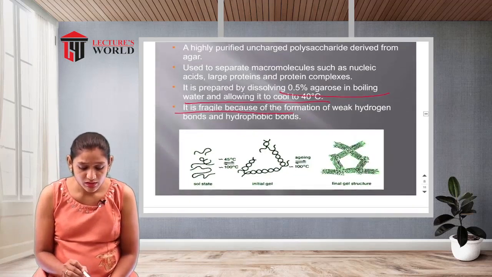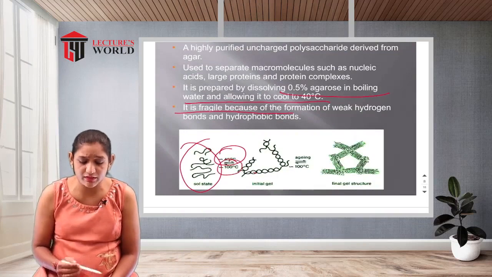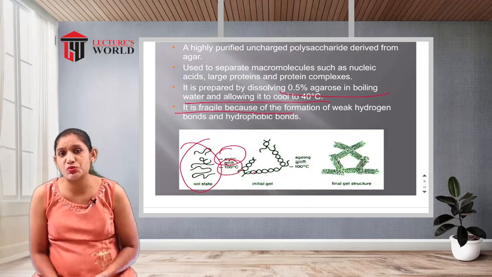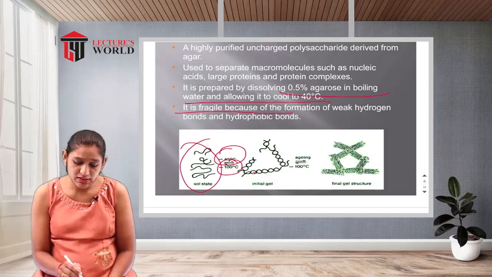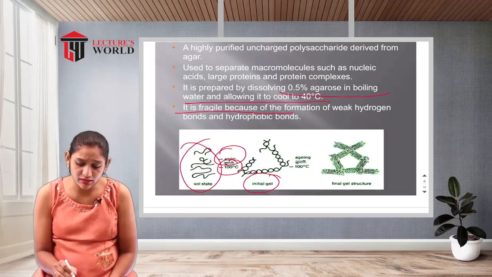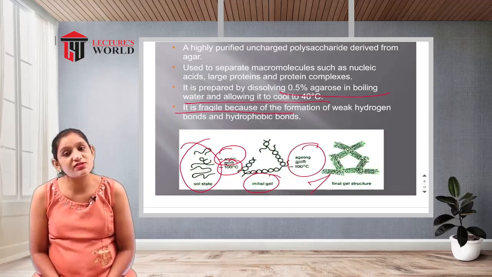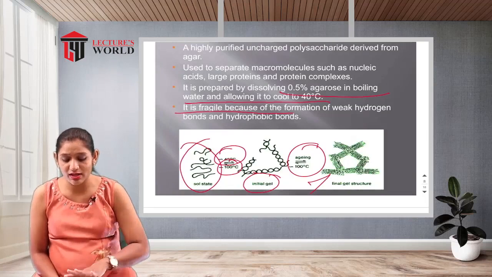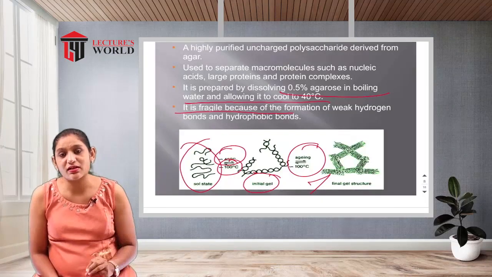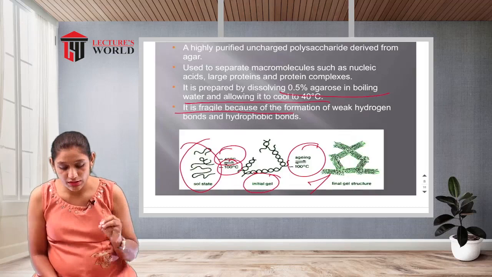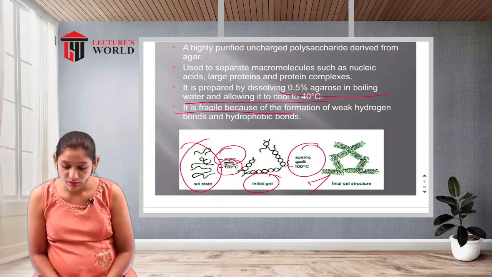See, this is the solid state. This is at 40 degrees centigrade, and at 100 degrees centigrade it is converted back into the original form. This is the initial gel, and these are the final gel structures. This is the bonding. Some basic structure can be identified from this figure.